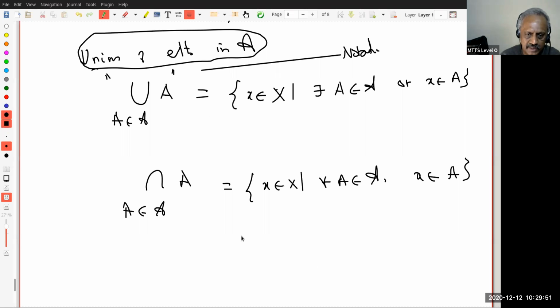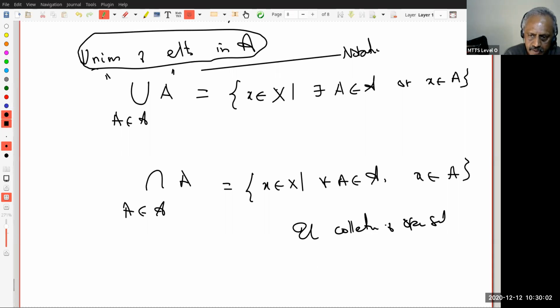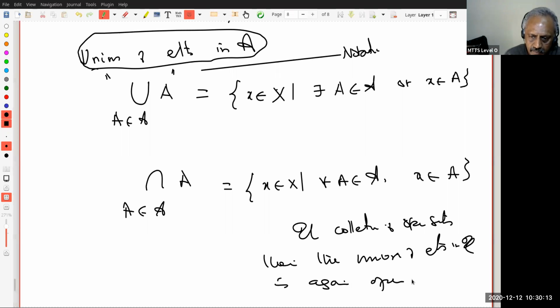For example, in the definition of topology or in the metric space topology, what will you say? If U is a collection of open sets, then the union of elements in U is again an open set. Now you see that this is just a collection of subsets. So I have to talk about the union. How do I do that? This is the way.